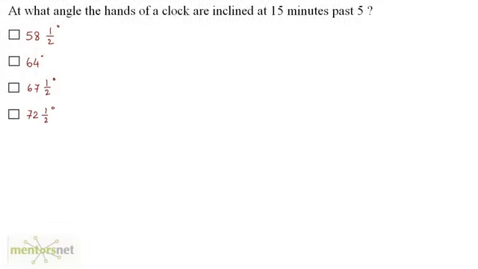At what angle are the hands of a clock inclined at 15 minutes past 5? So this will be the position of the hands at 15 minutes past 5. Let us calculate the angle subtended by the hour hand, and then we'll calculate the angle subtended by the minute hand, and then we'll take the difference, and that will be the angle of the hands.